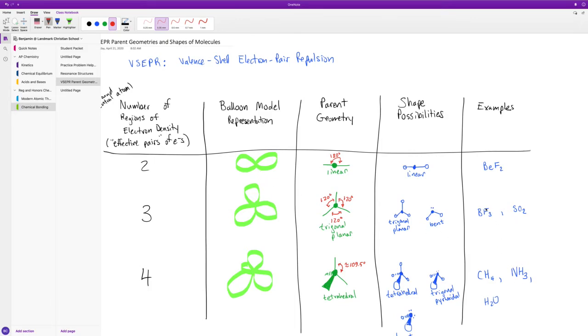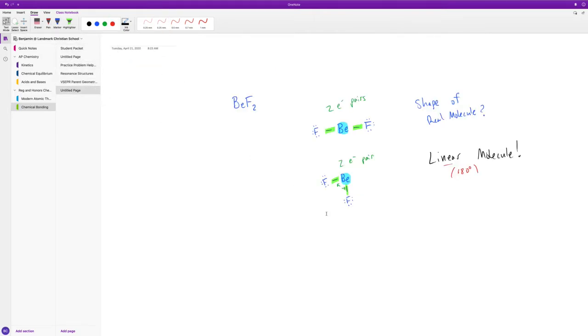Let's try it for these other molecules over here. Beryllium trifluoride, sulfur dioxide. Let's see what happens with them. Okay, so boron trifluoride. This is another exception to the octet rule, so I'll have to draw you the Lewis structure. Trifluoride. The fluorines all have an octet, but the beryllium is violating the octet rule.